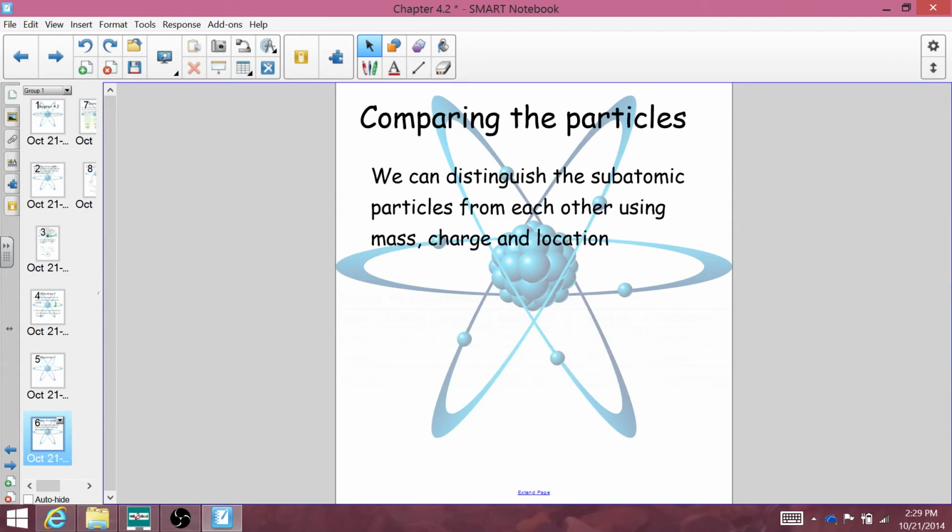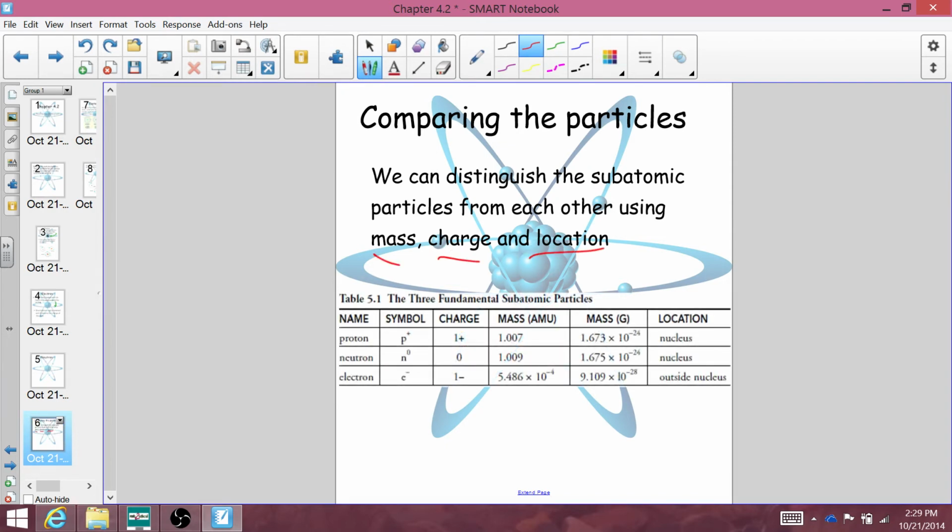So, we can compare these 3 particles by looking at their mass, their charge, and their location. A proton has a charge of +1. It is always positive, and it has a mass of about 1 atomic mass unit. It's found in the nucleus, so if there is a positively charged, fairly heavy particle in the nucleus, we know it's a proton. A neutron doesn't have a charge at all. It is totally neutral. It also has a mass of about 1 atomic mass unit, meaning it's fairly heavy for a particle, and it's also found in the nucleus.